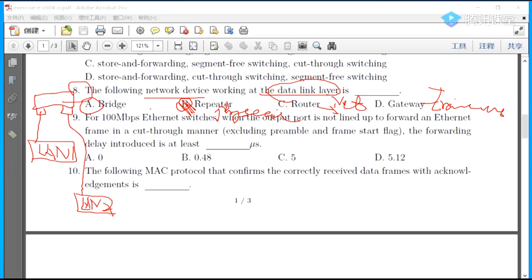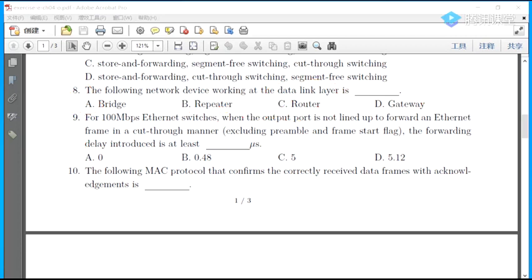The answer to question 8 is A. Bridge is a data link layer device. Repeater is a physical layer device. Router is a network layer device. Gateway is a transport or application layer device. Answer is A. Okay.